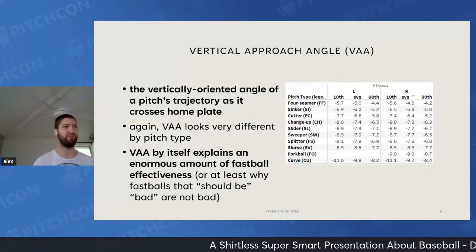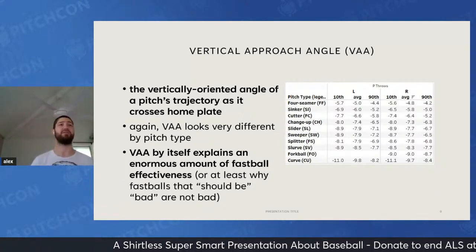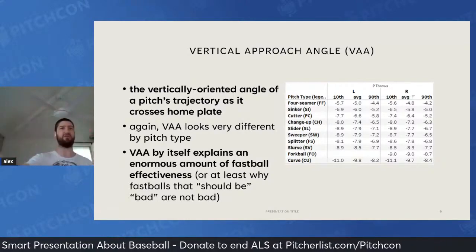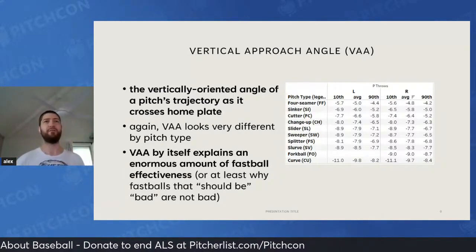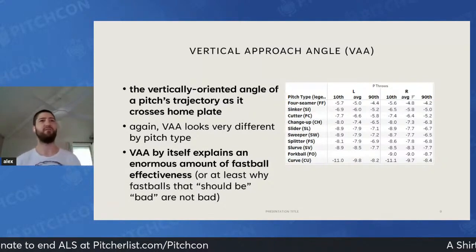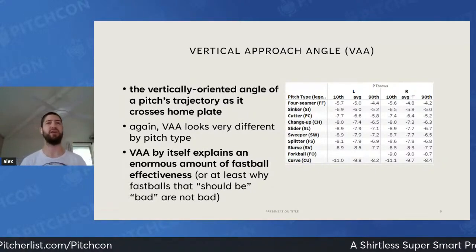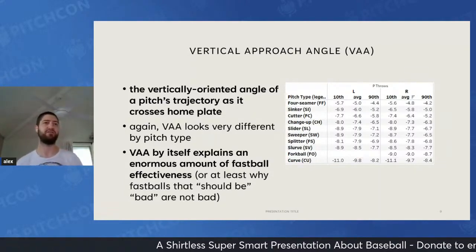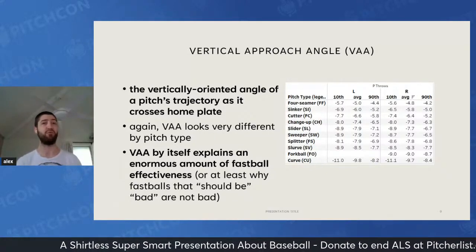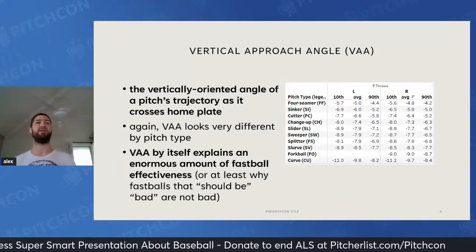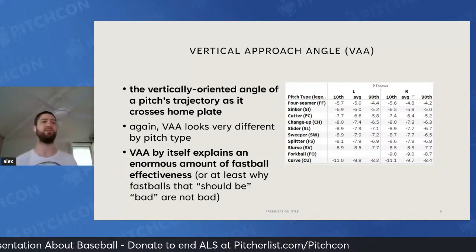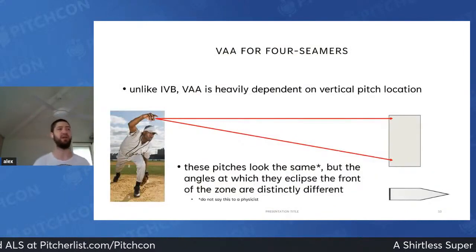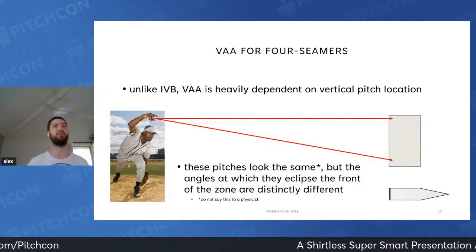But the problem with VAA, like many other things, is that it also lacks context. But before we move on, we can just look at the angles. I'll give you another second to look at all the numbers here to the side. You can see that a four-seamer's average VAA is -4.8 degrees. Sinkers, -5.8 degrees. Curves predictably have the sharpest downward angle of -9.7 or -9.8 degrees, whether you're a lefty or a righty. But predictably, VAA is heavily dependent on vertical pitch location.